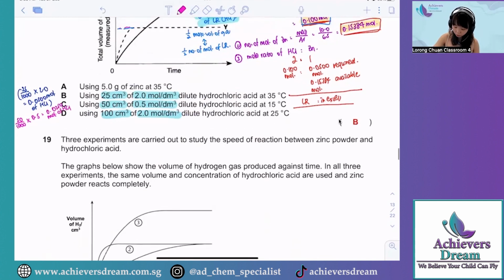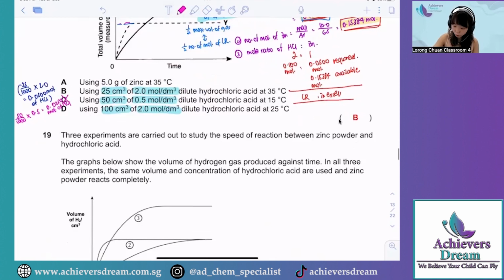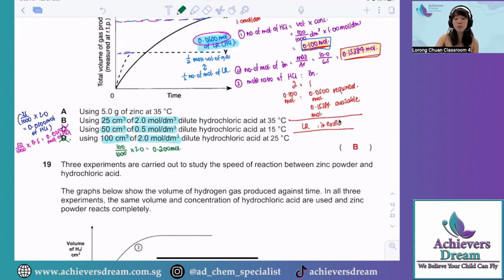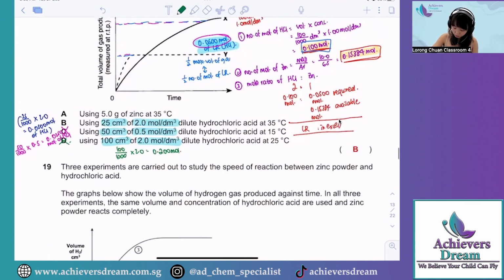So straight away, I will eliminate C, because the number of moles of acid does not tally with 0.05 moles. And for option D, 100 over 1000 times 2 will give you 0.2 moles. Again, I will cross out D because it doesn't tally with 0.05 moles. So the correct answer is B, because it gives me 0.05 moles of hydrochloric acid.